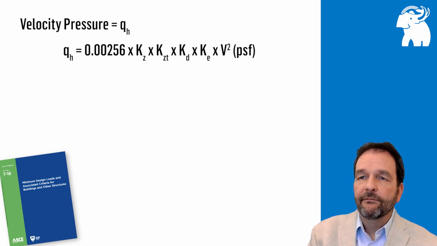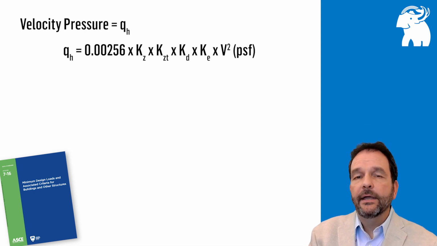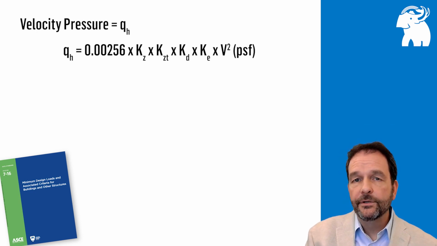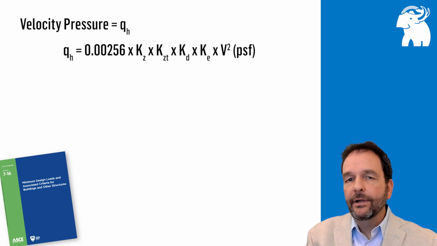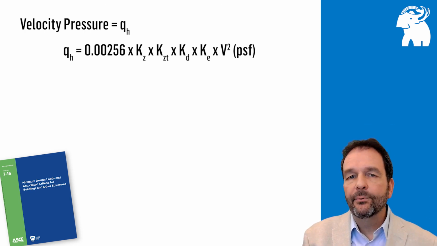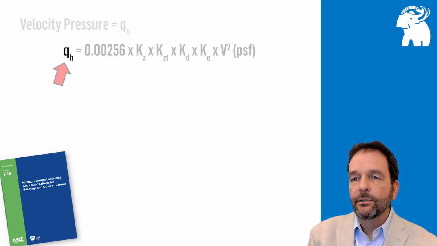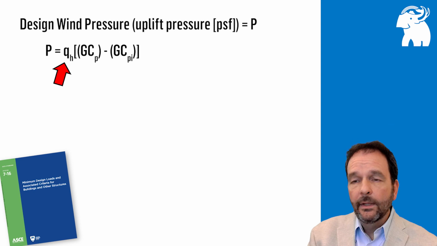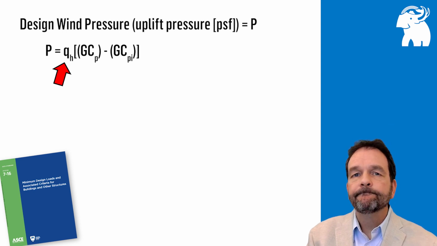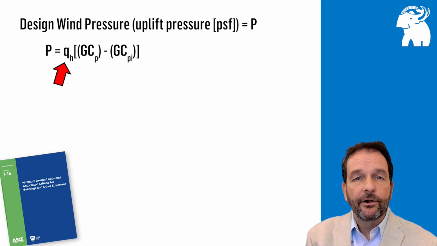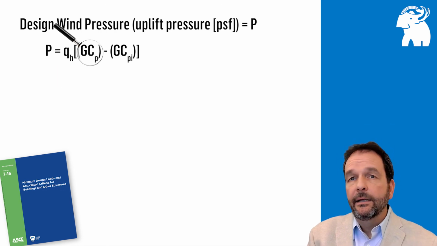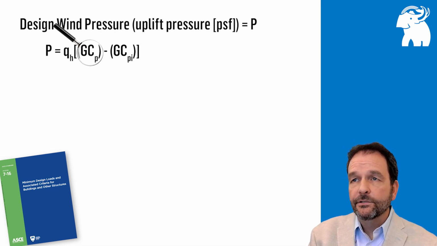So now once we have that velocity pressure, let's calculate the actual design pressure. That's what we're looking for. That's our goal. We're looking for the design pressure actually trying to blow the roof off the building, and we want to try to find that pressure. So we plug the velocity pressure into this equation. And now we need to find a few other variables. We're looking for the GCp, and that's the external pressure coefficients.